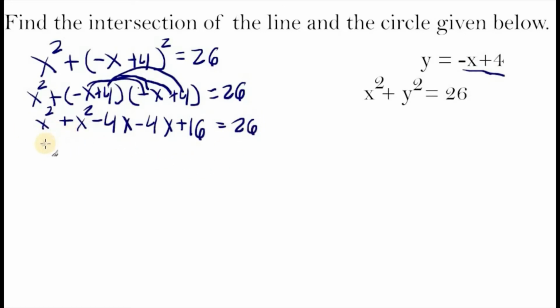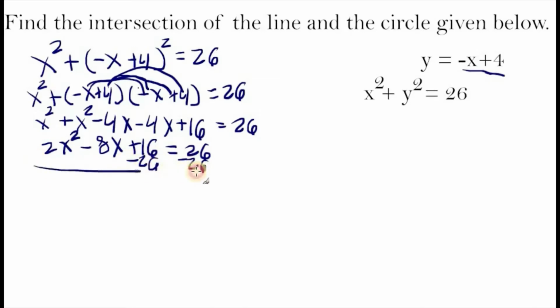Now we're combining everything. x squared plus x squared is 2x squared. Negative 4x minus 4x will be negative 8x plus 16 is equal to 26. Now we're going to subtract 26 on both sides. And we're going to get 2x squared minus 8x minus 10. Now we're going to need to factor this.